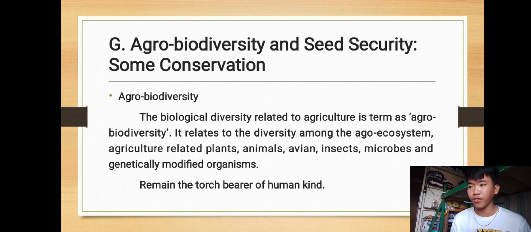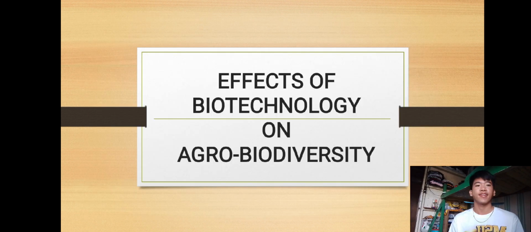Some conservations. Agrobiodiversity, the biological diversity related to agriculture, relates to the diversity among the agroecosystem. Agriculture-related plants, animals, avians, insects, microbes, and genetically modified organisms remain the third barrier for humankind. That's all. Thank you.